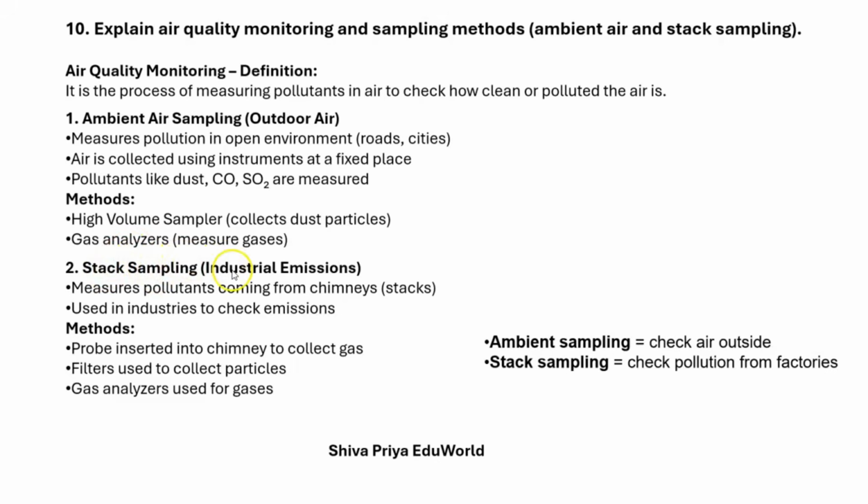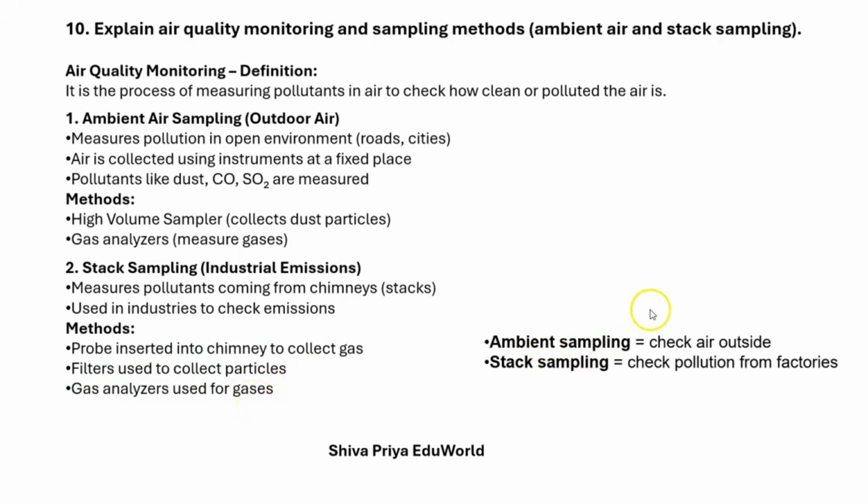Stack sampling. This is done in industrial emission places. It measures the pollutants coming from chimneys, that is stacks, used in industries to check the emissions. The method is a probe inserted into the chimney to collect the gas. It will collect the gas which is there in the chimney, and filters are used to collect the particles present. What particles are present in that gas? It will collect them using filters. After collecting the particles, gas analyzers are used for gases.